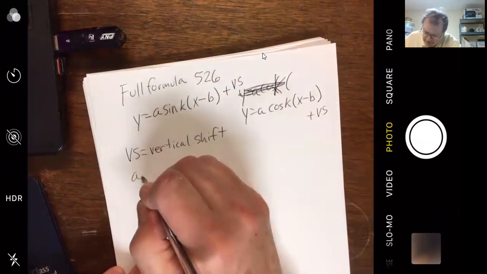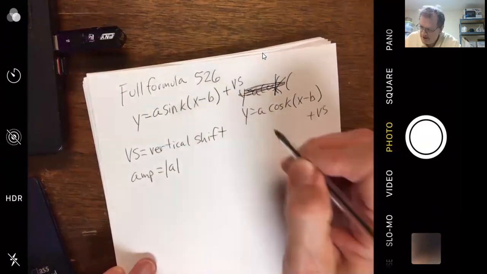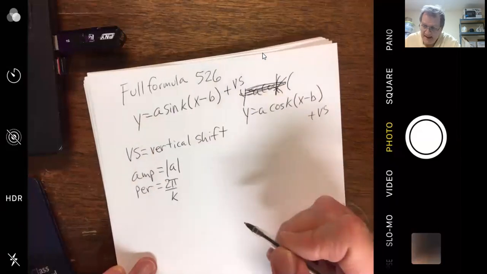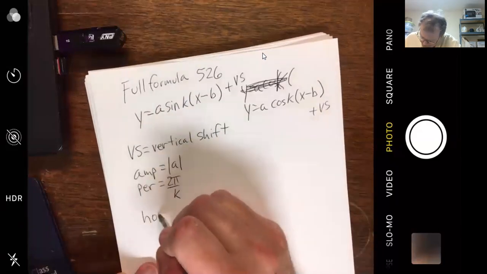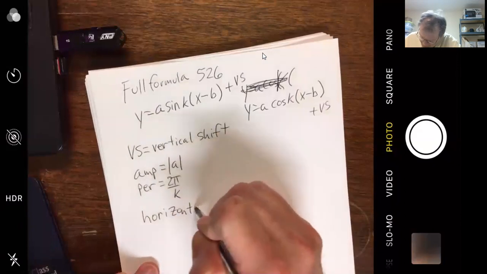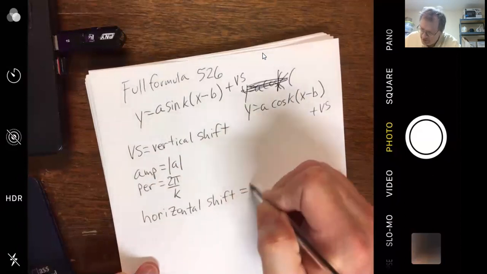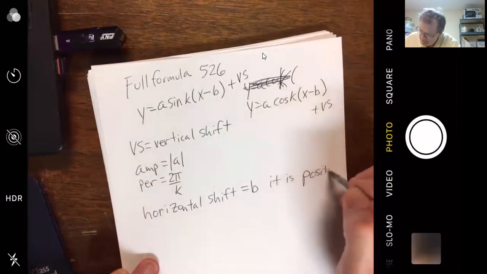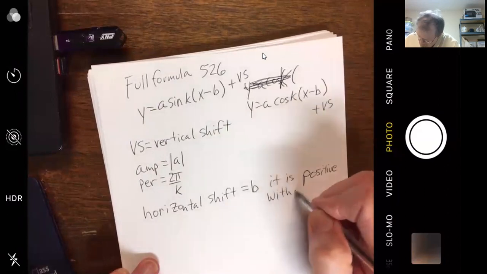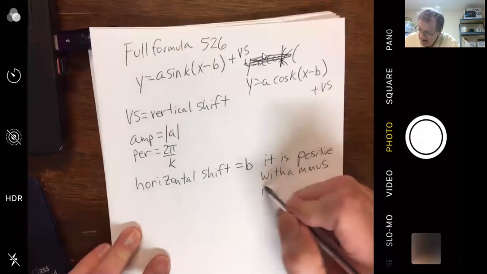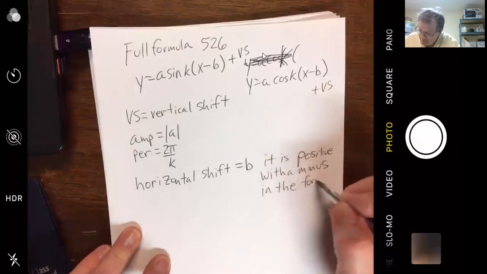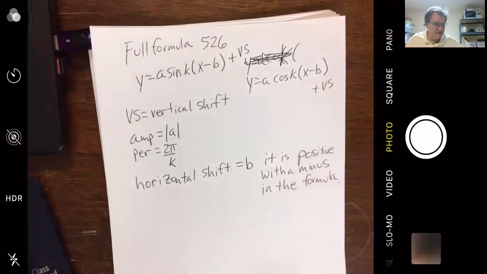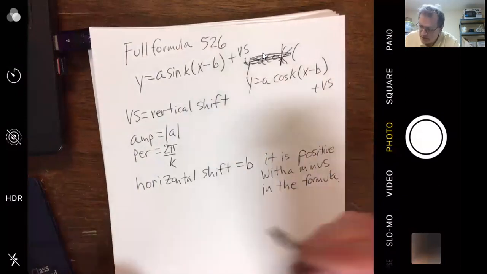Now, once again, amplitude is absolute value of the coefficient in front, period, 2 pi over the k, and then horizontal shift equals your b. And it is positive with a minus in the formula. This gets very confusing. Very confusing. The k must be factored out.